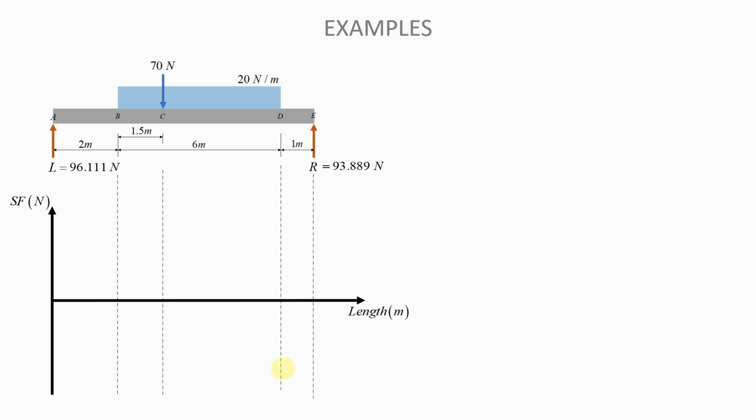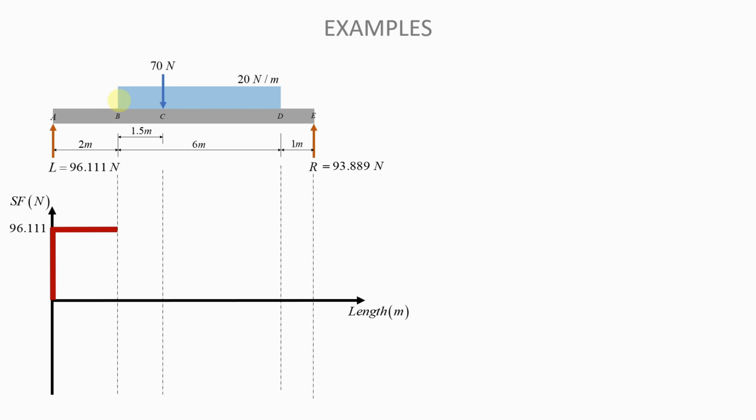Remember, for equilibrium, we need our shear force to be 0 at the beginning. And so from here, we will go up by 96.11 because of that force there. And so going up by 96.111, we get to that place. And between this force and the beginning of the UDL, there are no forces. And so therefore you remain there at 96.111 until you reach the beginning of the UDL.